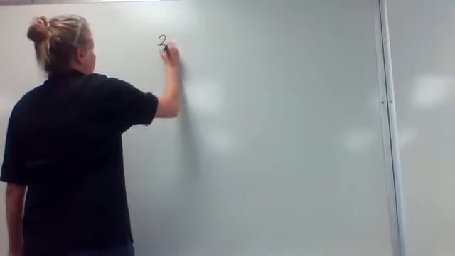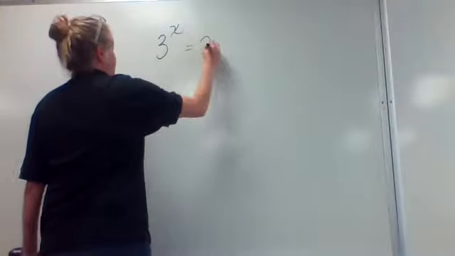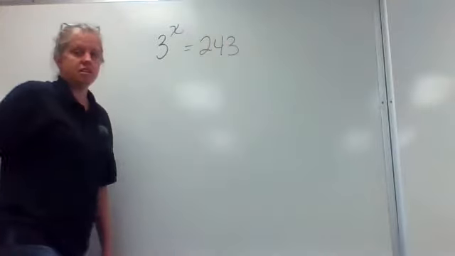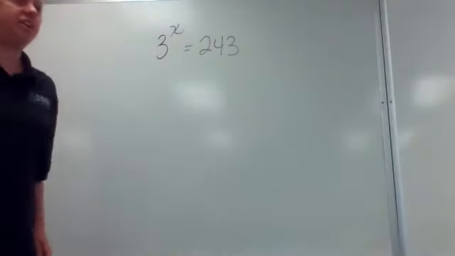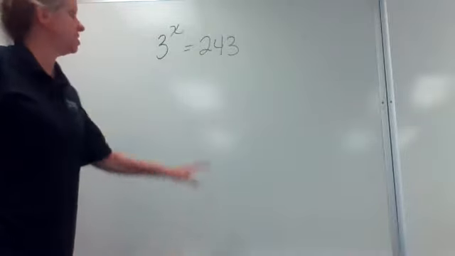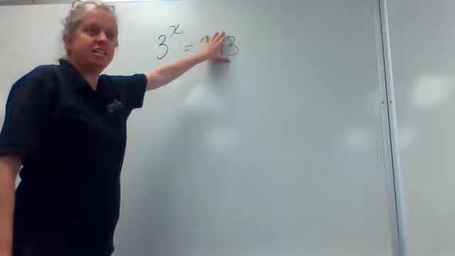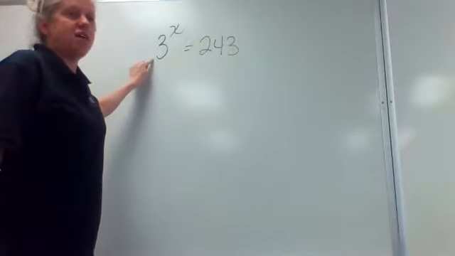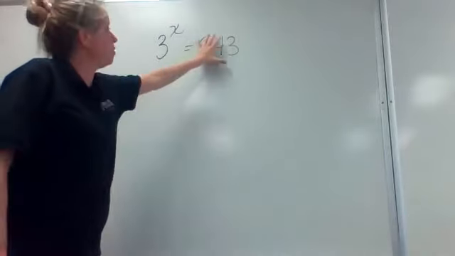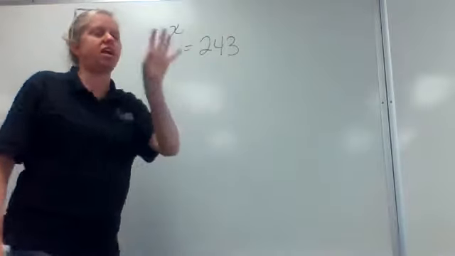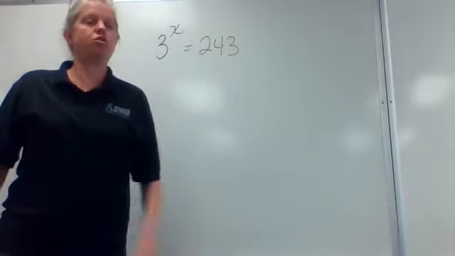On number 1, you have 3 to the x power equals 243. So the first method that you're checking for is to see if you can rewrite this side to have the same base as this side. So can I rewrite 243 as 3 to a power?